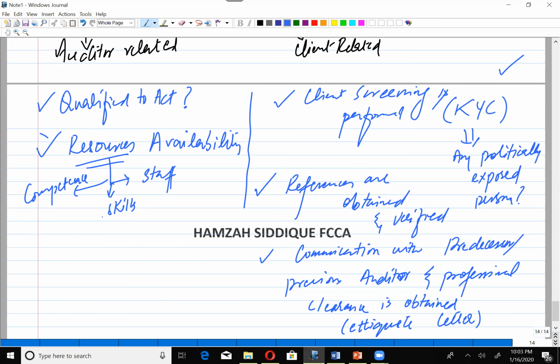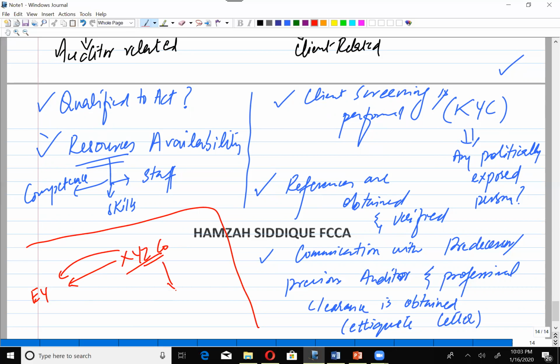I told you that, for example, EY is contacted by XYZ company. They want EY to audit them. EY says, who are your auditors? They say KPMG are their current auditors. EY will say, okay, let me contact KPMG. Then they will write a letter to KPMG and ask why you are leaving this company as a client, as an auditor, and do you know any issues for which we should not accept the audit of XYZ company? This letter is called an etiquette letter.